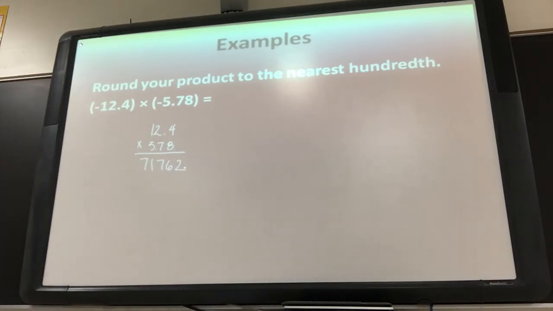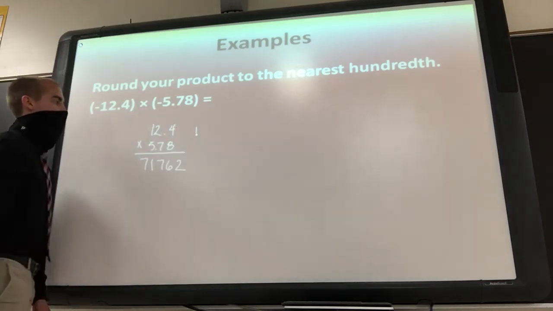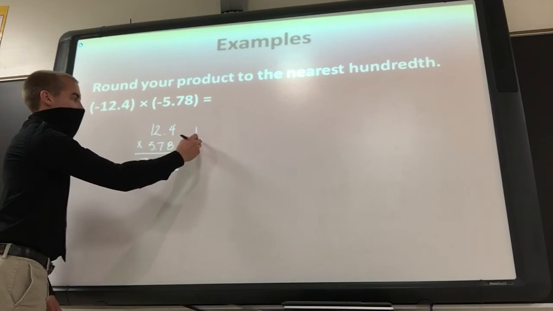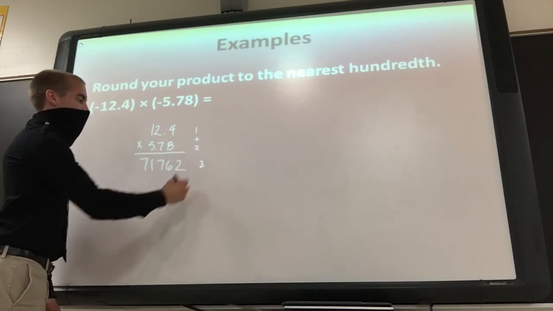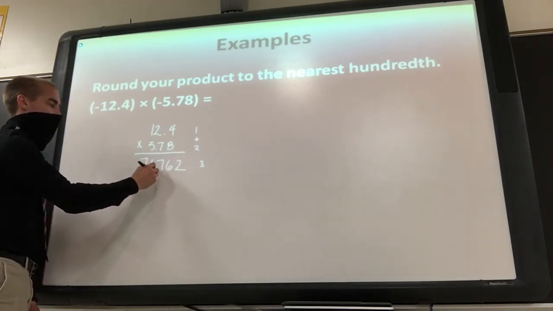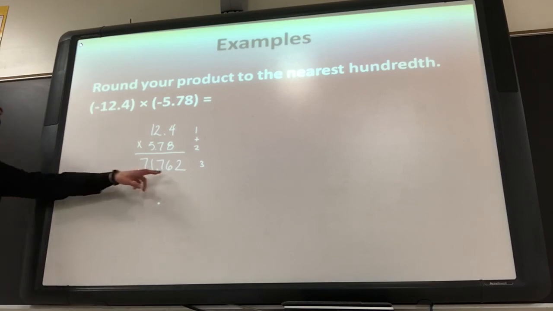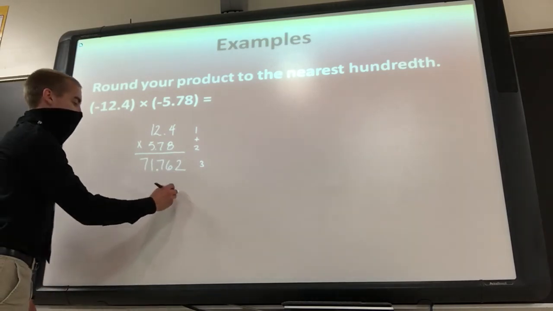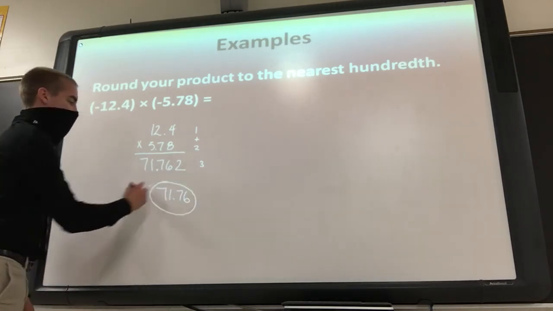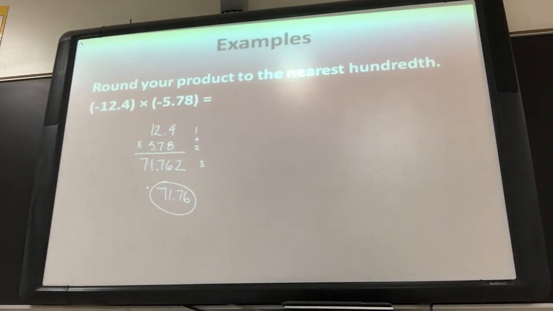How many times are we going to move our decimal point? How many times do we move our decimal point, guys? 3 times, yes. Once in 12.4, twice in 5.78. So we're going to move it 3 times to the left. And it's going to go in between that 1 and 7. And then round your answer to the nearest 100, which is going to stay at 71.76. So 71.76 after you round is what you're going to get.